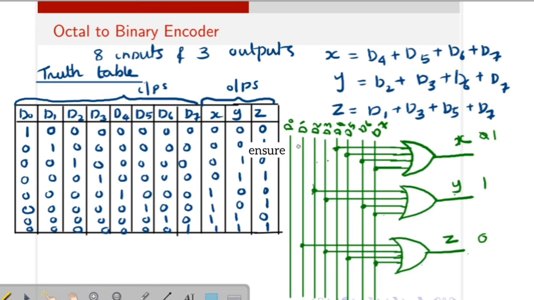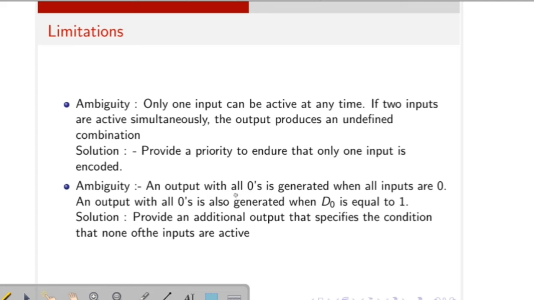The second limitation is, suppose D0 is 1 and all other inputs are 0. But D0 is not connected to any OR gate, so the OR gate outputs do not depend upon D0. Whatever the input of D0, the OR gates generate 0 output. So an output with all zeros is generated when all inputs are 0, and an output of zeros is also generated when D0 is equal to 1. That means when D0 is equal to 1, this octal to binary encoder generates 0 output.